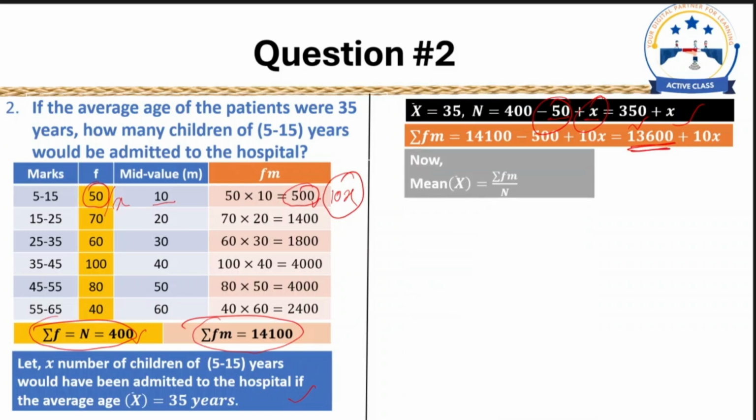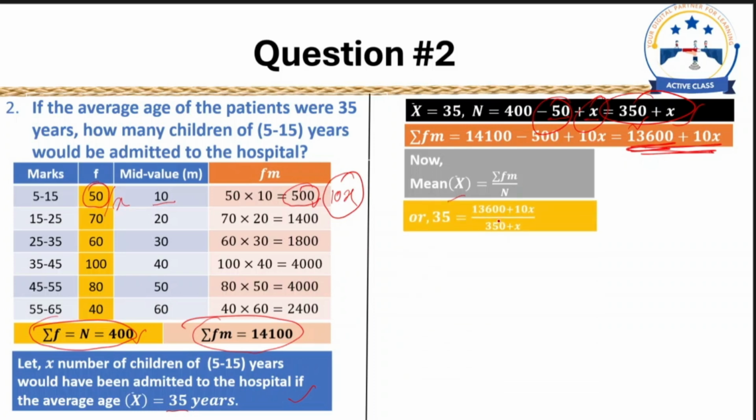And you know, mean equals summation FM by N, right? Let's replace all the terminologies, all the symbols with the values that you have listed above. Like for x bar, we have written 35. Summation FM, we have calculated over here. N, we have calculated over here. Let's do further.